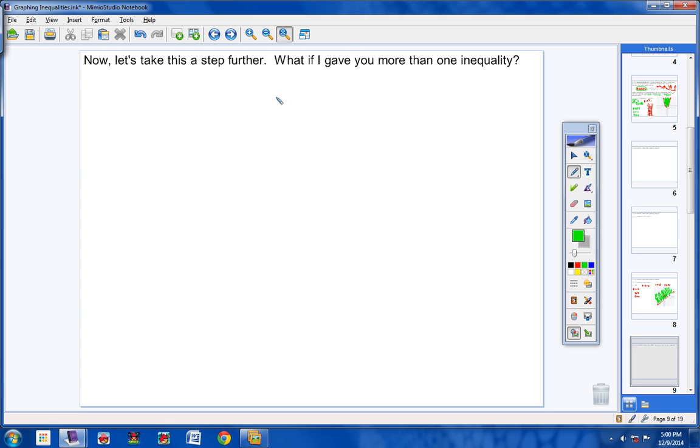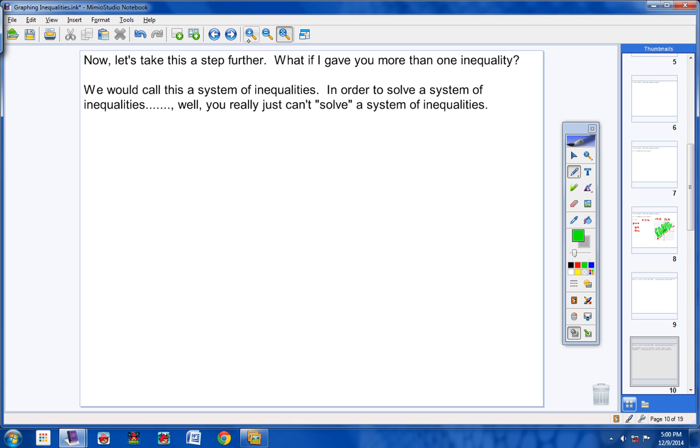Now let's take this a step further, okay? What if I gave you more than one inequality. Well, we would call this a system of inequalities. In order to solve a system of inequalities, well, to be honest, you really just can't solve a system of inequalities. You can't do it. But what you can do is you can graph the system and see the answer. So you really cannot get out a numerical answer in most systems of inequalities, but you can graph it and get a picture of what the graph is. So that's what we're going to do.